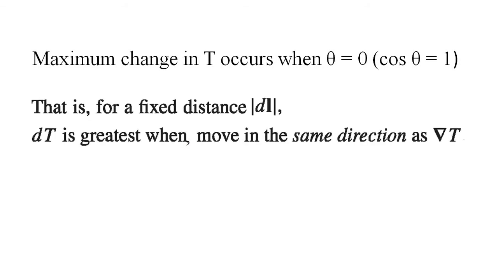That is, for a fixed distance dl, dT is the maximum when we move in the same direction as del T.